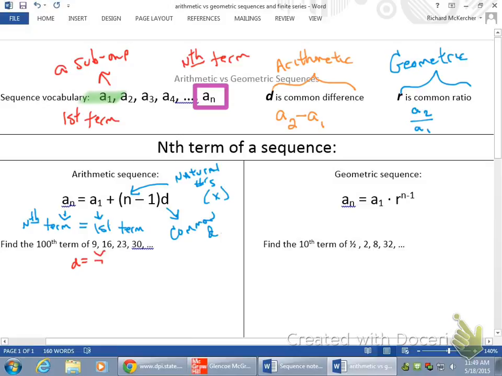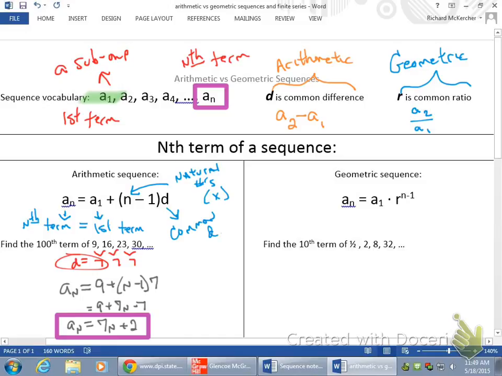You can see the common difference in this sequence is a 7. And once we know the common difference and the first term, it's pretty easy to write a formula. Fill in the blanks, and then do a little bit of simplifying. And our formula for this particular sequence would be 7n plus 2. 7n plus 2 would be the formula for this arithmetic sequence.